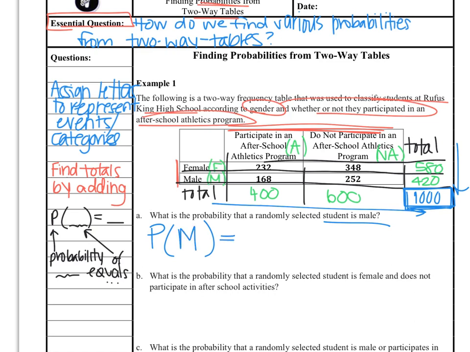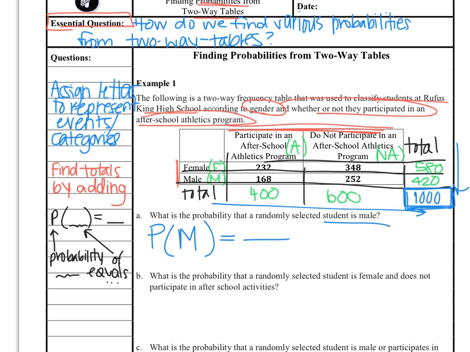Probability of the student being male. And then here, I put either a fraction or a decimal, depending on what kind of numbers we're working with in our table. If these are all whole numbers, then you end up with a fractional answer. If these are decimals, then you can either A, end up with a fractional answer, or B, end up with decimals. And we'll see that in a later example.